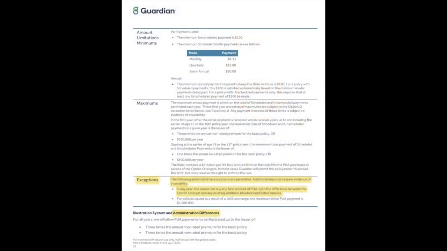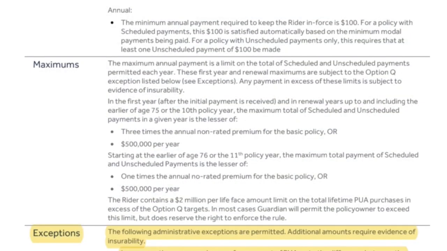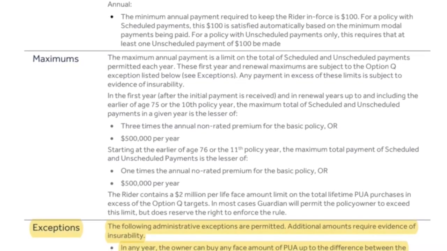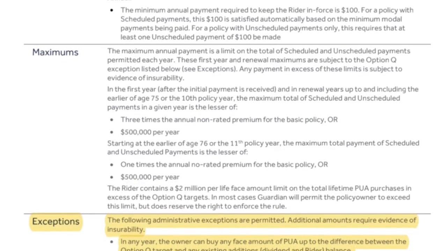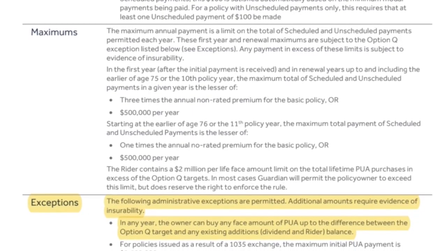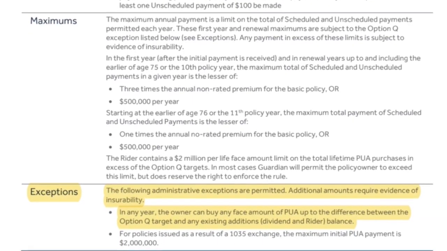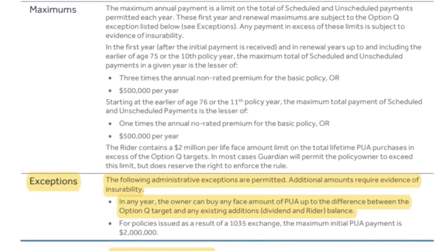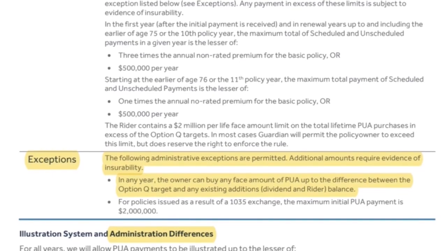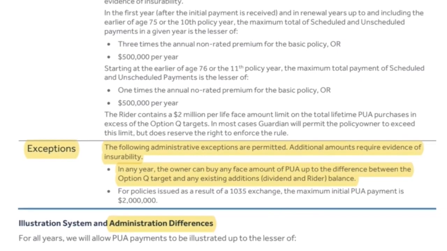Another piece we see. So next we're going to pull up a piece from Guardian's home office. This is a rider manual. And on the bottom, well, first underneath maximums, you're going to see similar maximum limits. I can pay 3 times the base premium in PUAs, years 1 through 10, and 1 times thereafter. However, under exceptions here, we have highlighted in yellow. What do we see? Second bullet point, or I should say the first bullet point there.